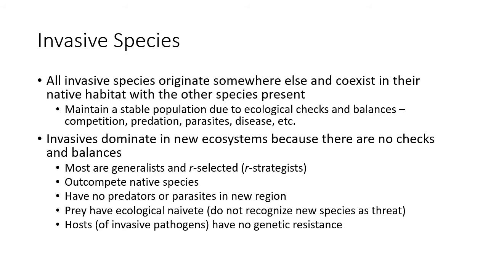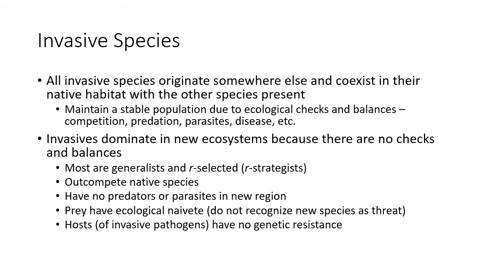Most invasive species are going to be generalists. They're going to be R-selected or R-strategists, whichever term you prefer to use. They tend to outcompete native species. They tend to have no predators or parasites in that new region. If they are predators, the prey have ecological naivete. So that means that they don't recognize that new species as a threat.